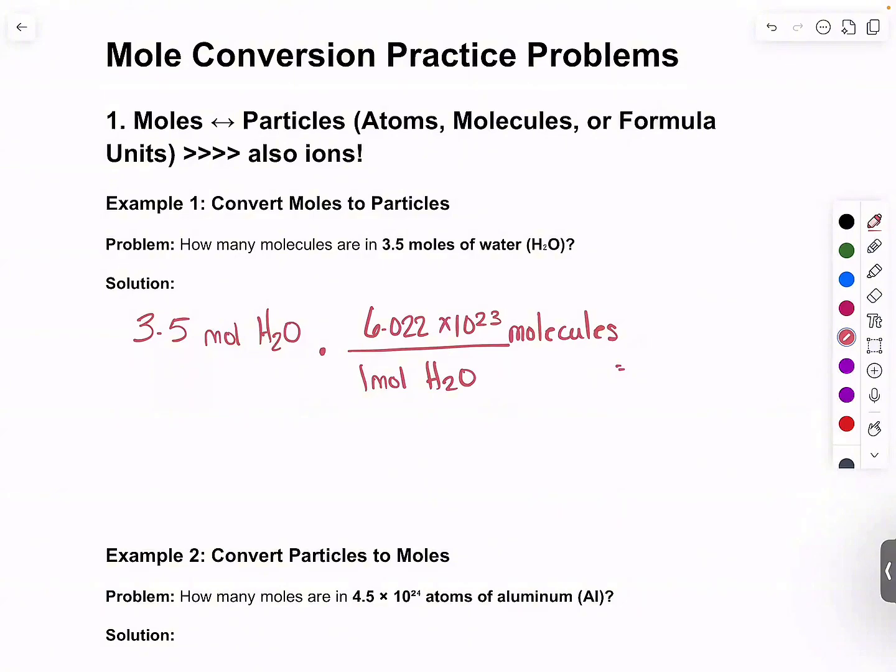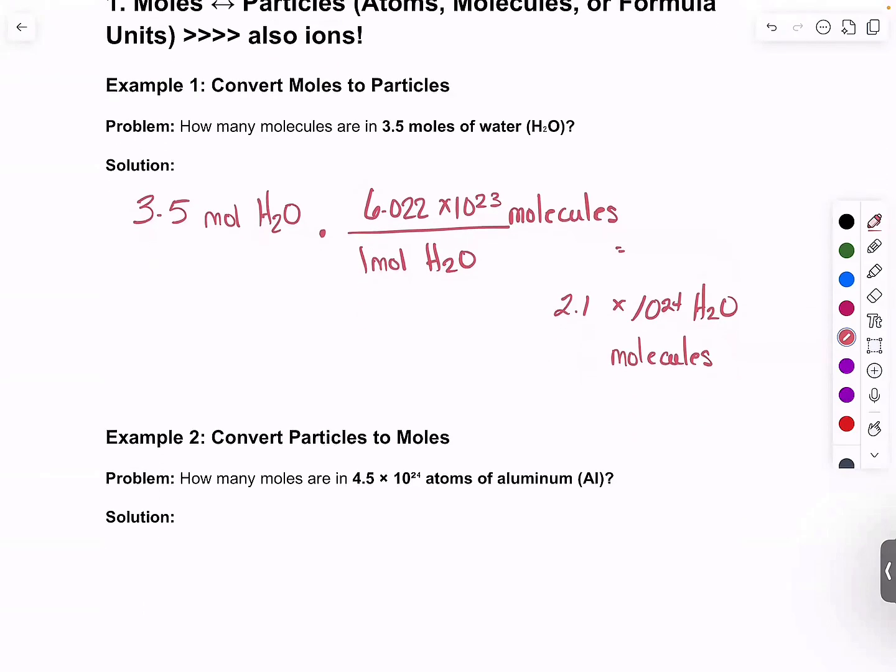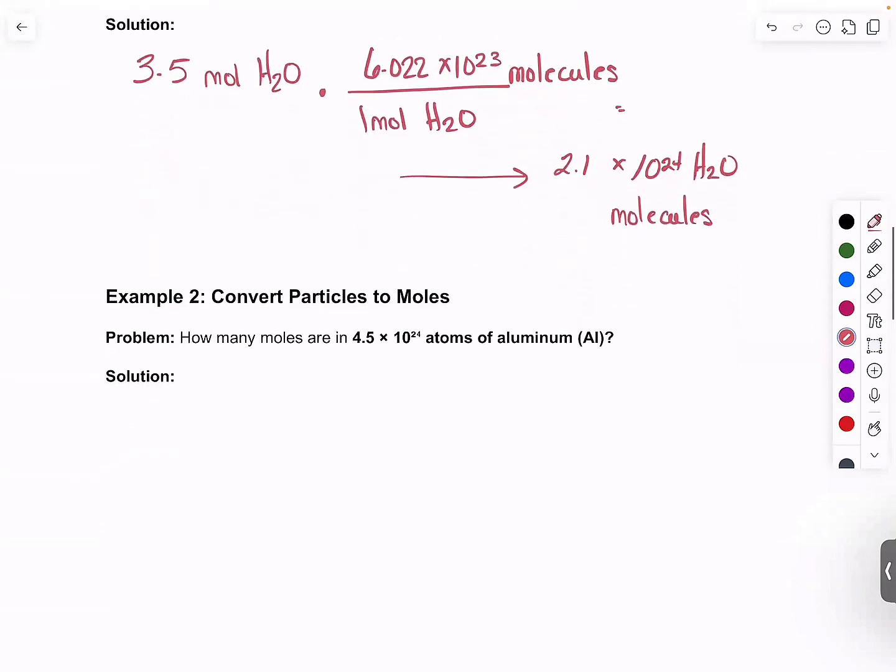Okay, so I'll just take it out to 2 sig figs. All right, there you go. So we have 2.1 times 10 to the 24 H2O molecules as your answer. So be comfortable with large numbers there, right? 10 to the 24. And then we can go backwards.